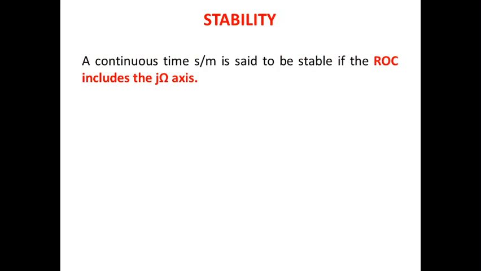Stability. A very simple condition for stability is a continuous time system is said to be stable if the ROC includes the j omega axis. The j omega axis is nothing but the central axis of the S plane. Let us illustrate this property of causality and stability with an example.